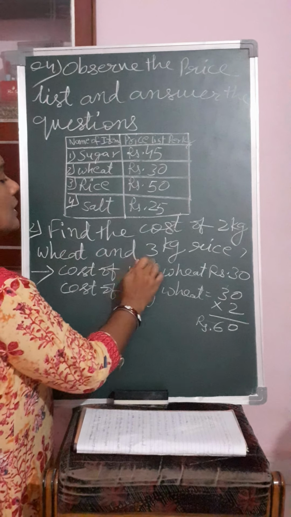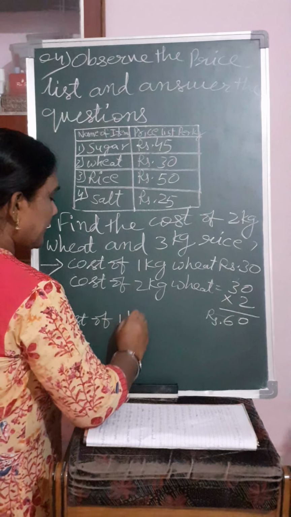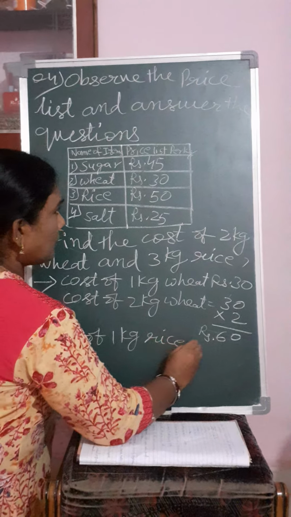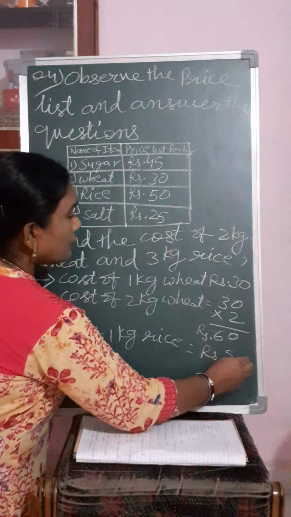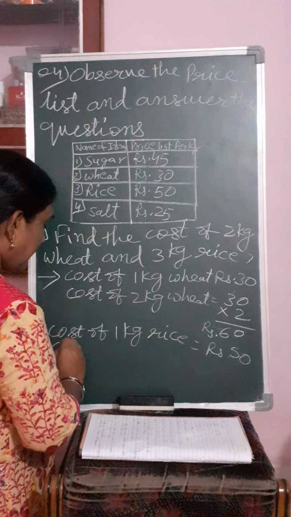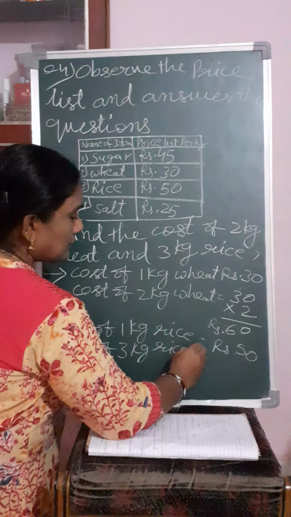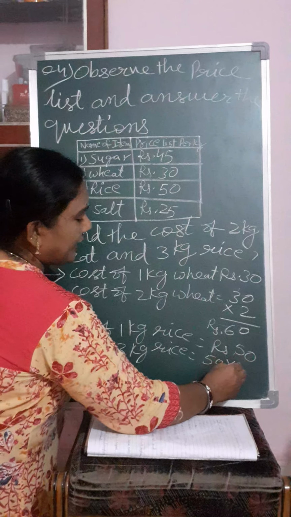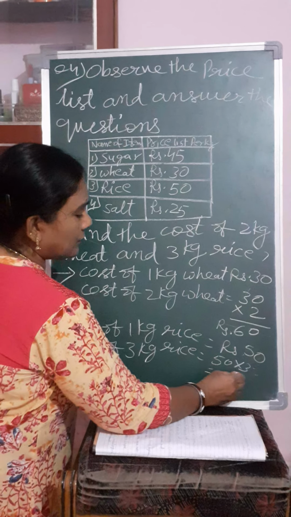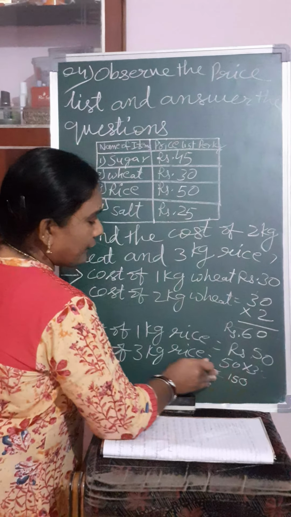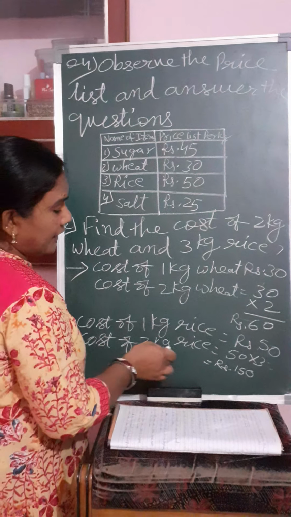Now what do we have to find out? Rice cost. Okay, cost of 1 kg rice equals how much? See the rice price again. This is rupees 50. So we are going to find out how many kg? 3 kg. Cost of 3 kg rice equals 50 multiplied by 3. So what is the cost now? 3 zeros are 0, 3 5s are 15. So total 150 rupees. It is rupees 150, the cost of 3 kg rice.